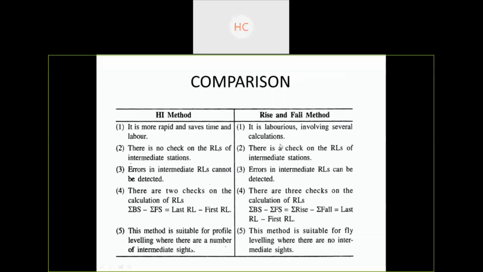Now before we discuss these two methods, there is one comparison which is given in your book also. So you can see in the HI method it is possible to take the readings rapidly, and it also saves time and labor. Whereas the rise and fall method is laborious, involving several calculations. Second point, in the HI method there is no check on the RLs of intermediate stations, but in the rise and fall method there is a check on the RL of intermediate stations. Third point, errors in intermediate RLs cannot be detected in the HI method, whereas in the rise and fall method, errors in intermediate RLs can be detected.